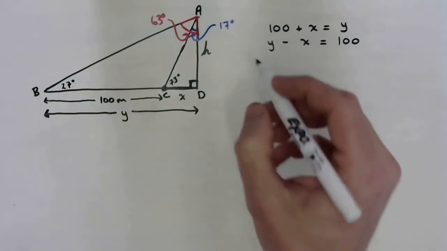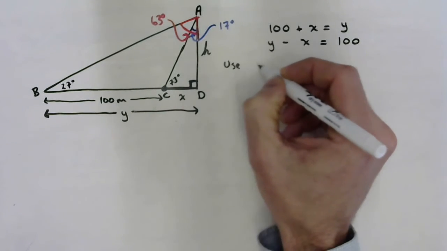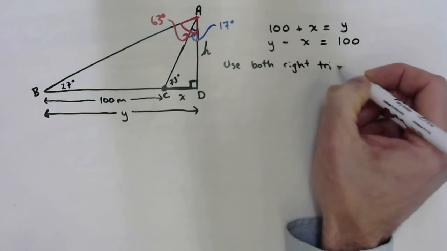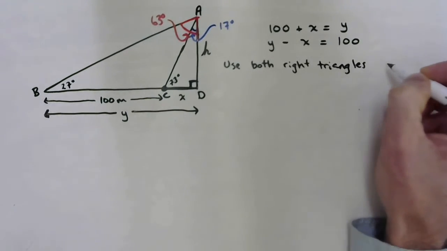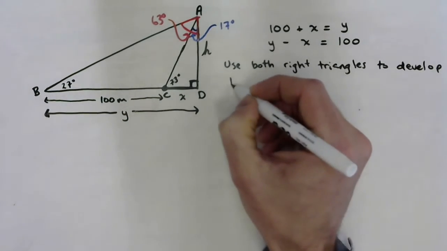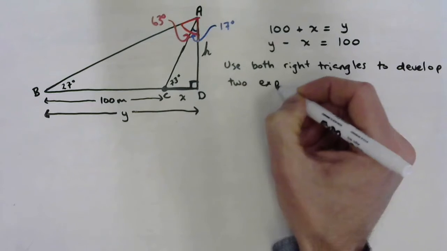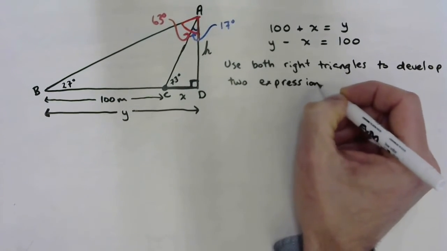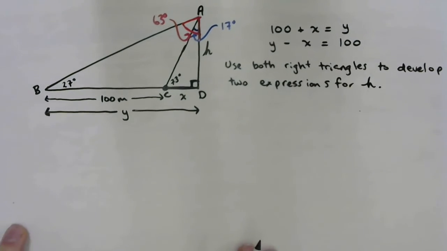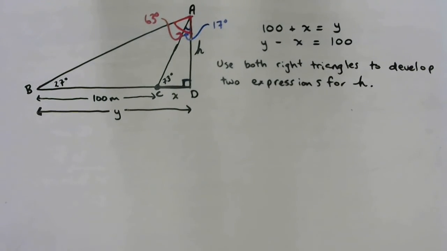And now we're going to use both right triangles to develop two expressions for h. So again, if you can develop two expressions for h, then you can substitute, or you can set them equal to one another, and then you can solve for h.